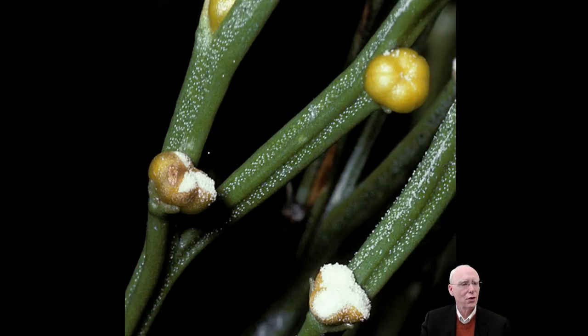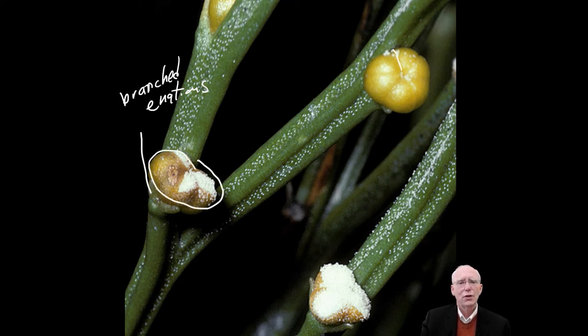If we look closer at those sporangia, we can see that our enations here beneath the sporangia are also dichotomously branched. And we can see that these sporangia have a special structure. If we look at it up here, we can see that there are actually three parts to the sporangium. So what we have are three fused sporangia.